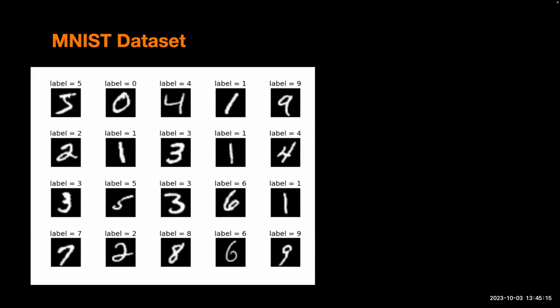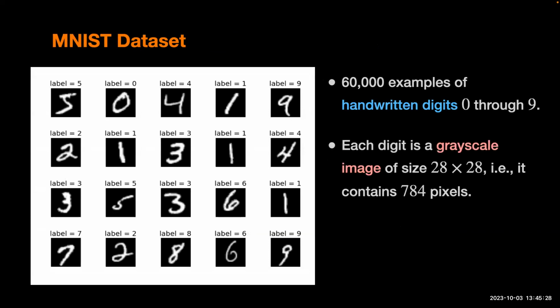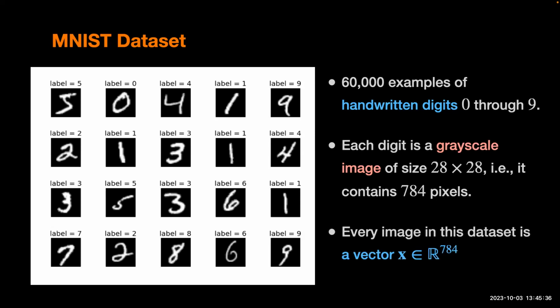It's called MNIST. MNIST is basically a small sample set with 60,000 examples of handwritten digits. Most of the time it is used to classify the handwritten digits. Each of them is 28 times 28 pixels, so you have a total of 784 pixels, meaning that each observation can be regarded as a vector of 784 pixels.